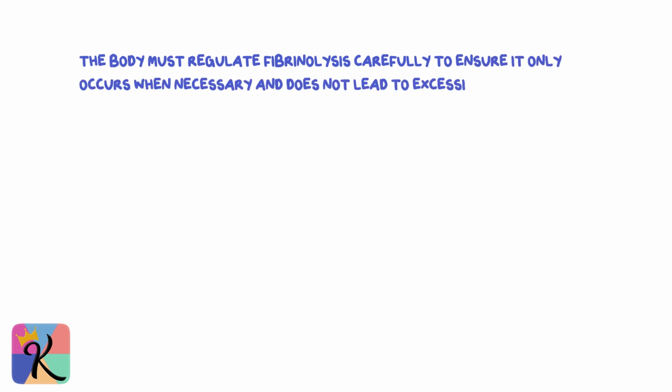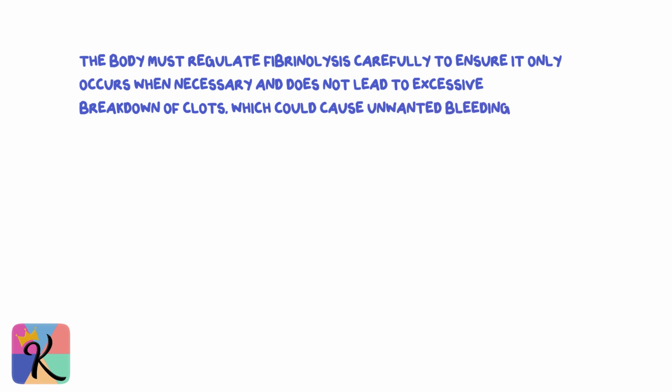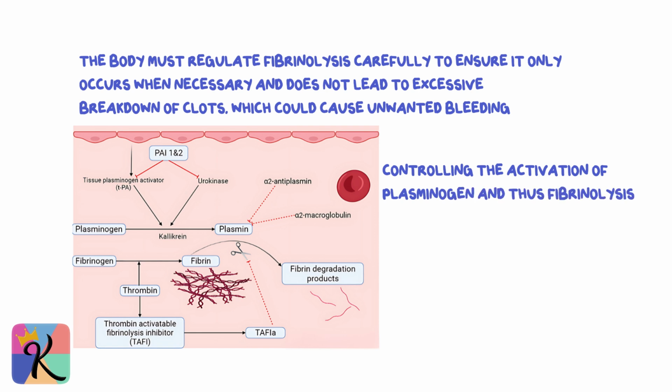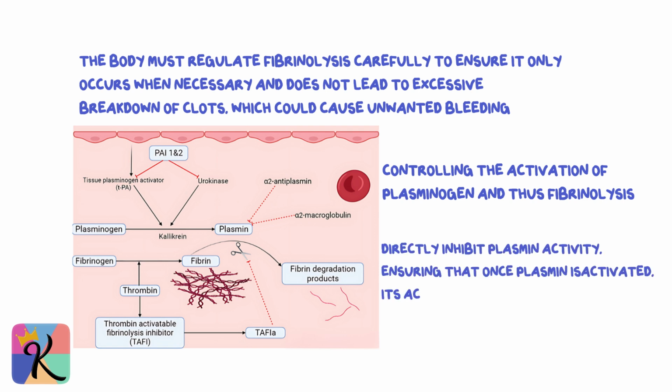The body must regulate fibrinolysis carefully to ensure it only occurs when necessary and does not lead to excessive breakdown of clots, which could cause unwanted bleeding. Several mechanisms help regulate fibrinolysis. Plasminogen activator inhibitors, PAIs, such as PAI-1, inhibit TPA and urokinase, controlling the activation of plasminogen and thus fibrinolysis. Plasmin inhibitors, like alpha-2 antiplasmin, directly inhibit plasmin activity, ensuring that once plasmin is activated, its action is contained to the area of the clot.